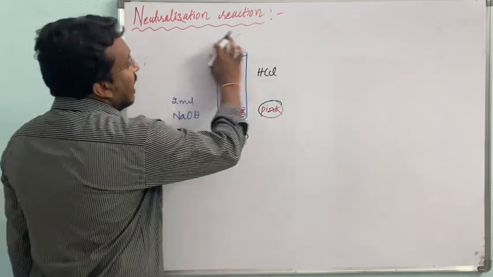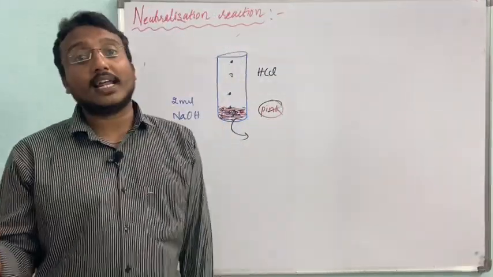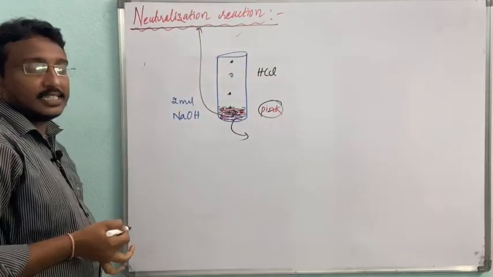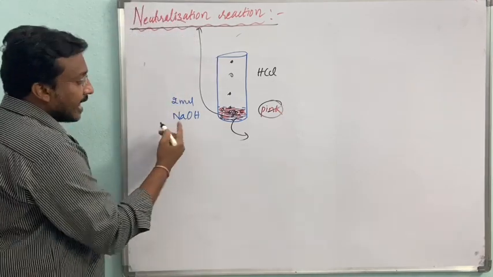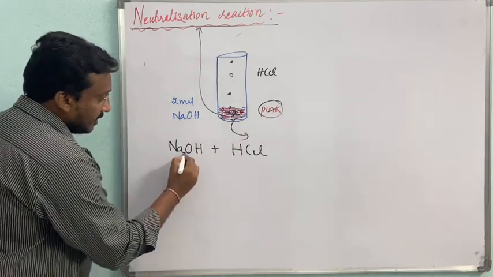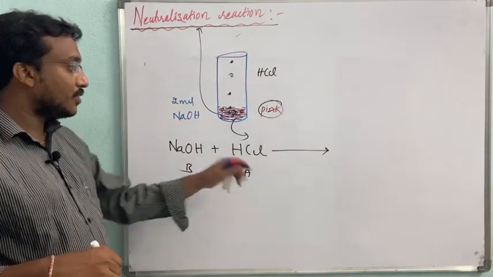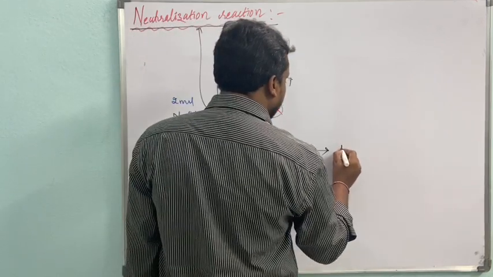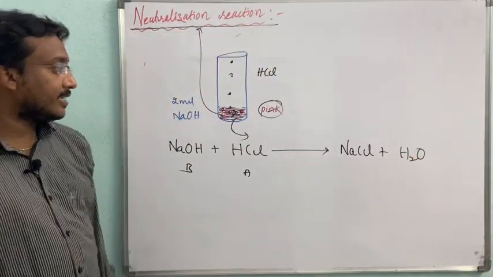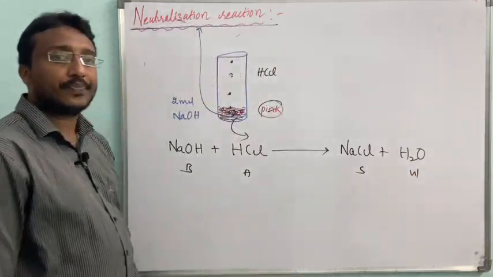What is happening here, sir? When the pink color disappears, the reaction that takes place is called a neutralization reaction. What reactants have we taken? NaOH and HCl. This is a base and this is an acid. When we add them, we get NaCl plus water. Here NaCl is a salt, and we also get water.